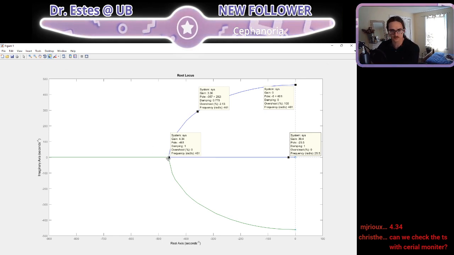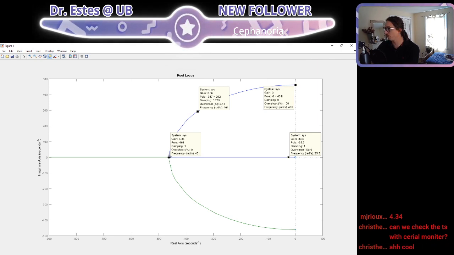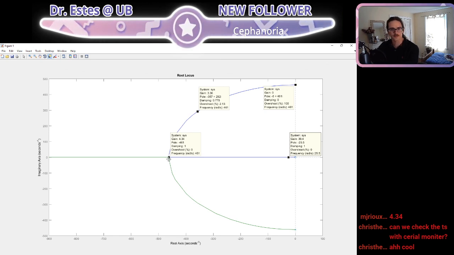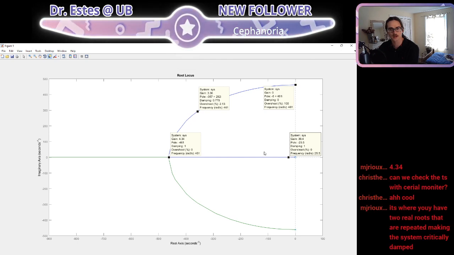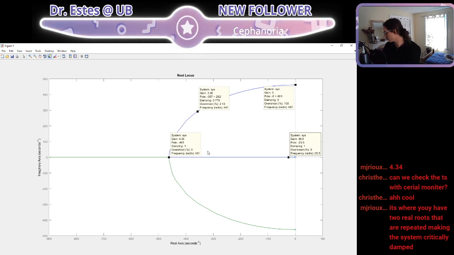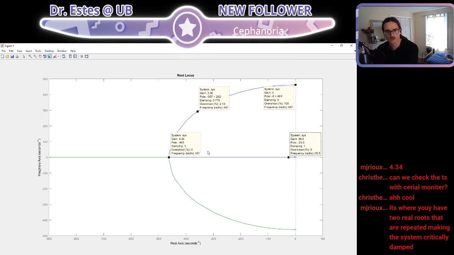Right here is where the resistance is 4.34, and this is the fastest possible settling time because it gets both roots. It's where you have two real roots that are repeated, making the system critically damped. Good.